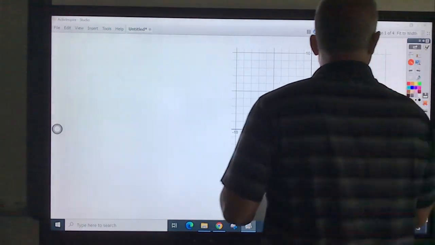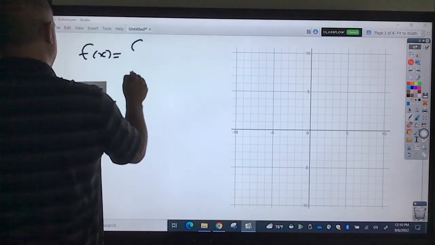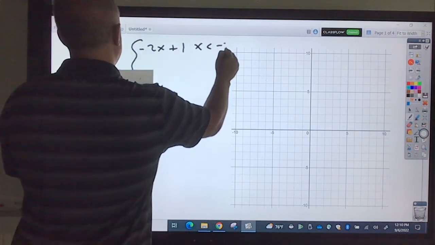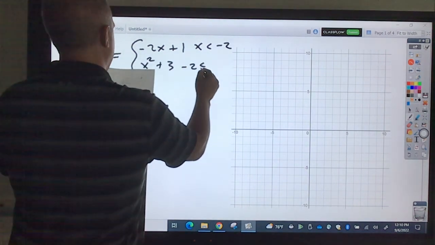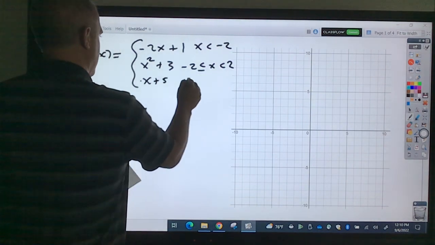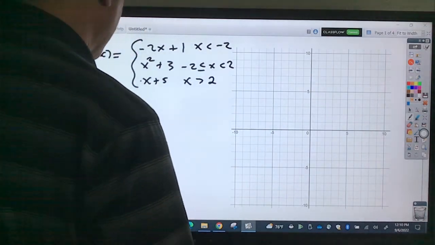All right, piecewise functions. Let's say here's your piecewise function: negative 2x plus 1 for x less than negative 2, x squared plus 3 for when x is between negative 2 and 2, and then x plus 5 when x is greater than 2, okay? There are a number of ways to do it. Here's a very simple way of doing it.